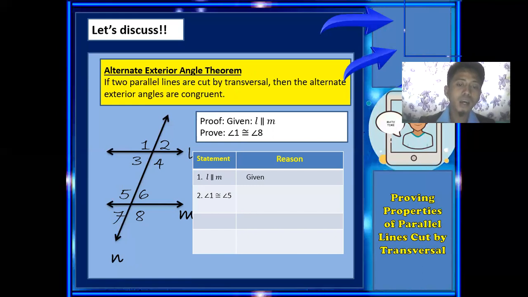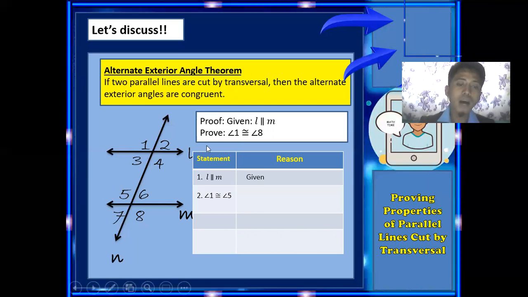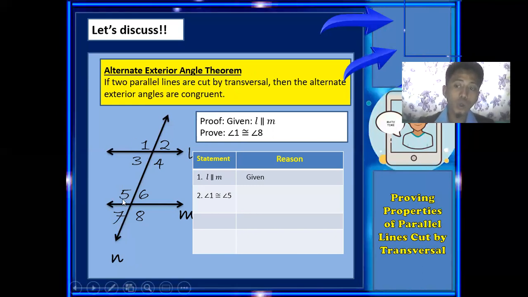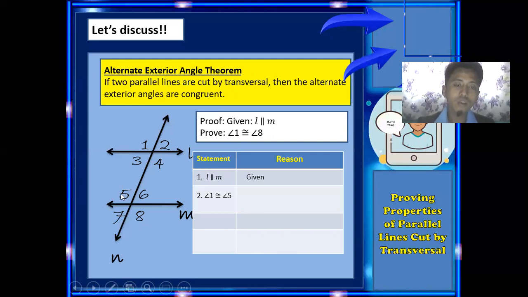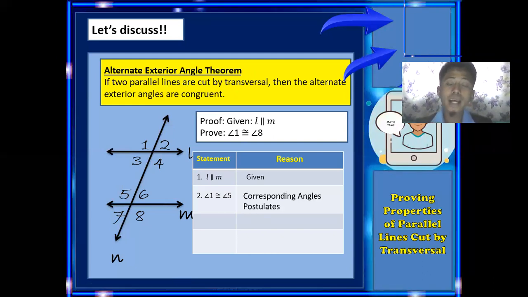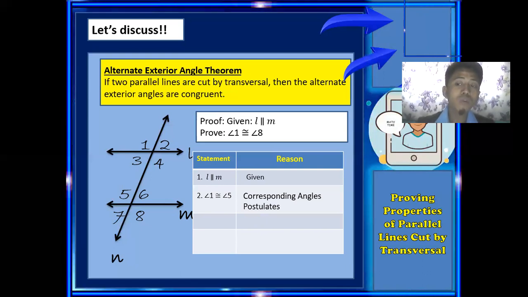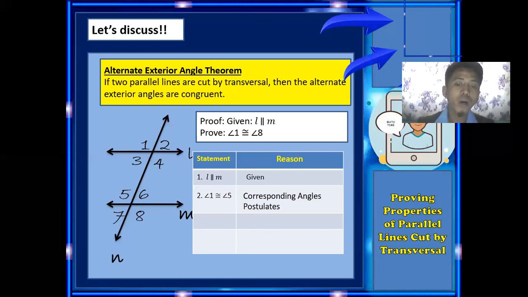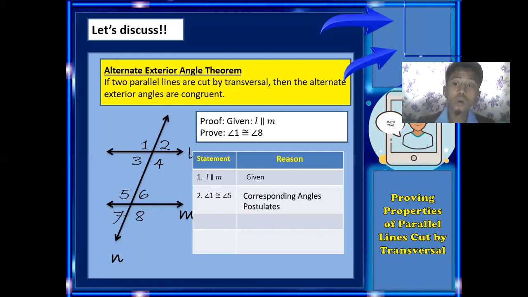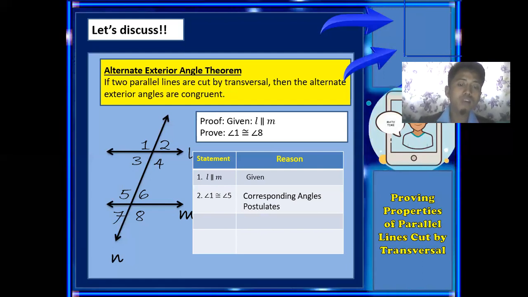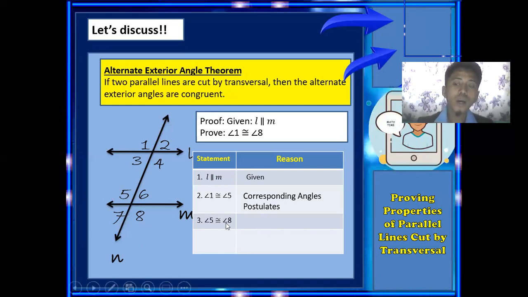Then next, angle 1 is congruent to angle 5. So what reason? The corresponding angle postulate. So what is the corresponding angle postulate? If you have two angles that are corresponding to one another, they are always congruent, or they have the same measure. So the next is we have angle 5 is congruent to angle 8.